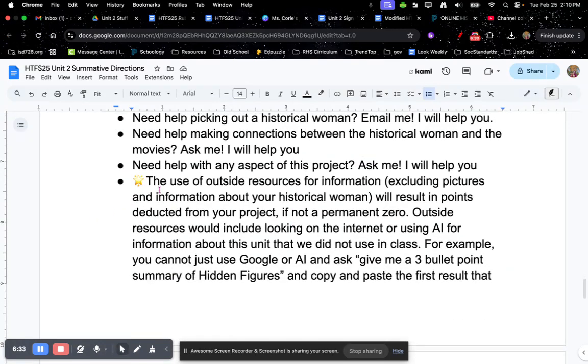Also, remember that the use of outside resources for information, excluding pictures and information about your historical woman, of course, because you need to research those on your own, will result in points deducted from your project, if not a permanent zero. Outside resources would include looking on the internet or using AI for information about this unit that we did not use in class.